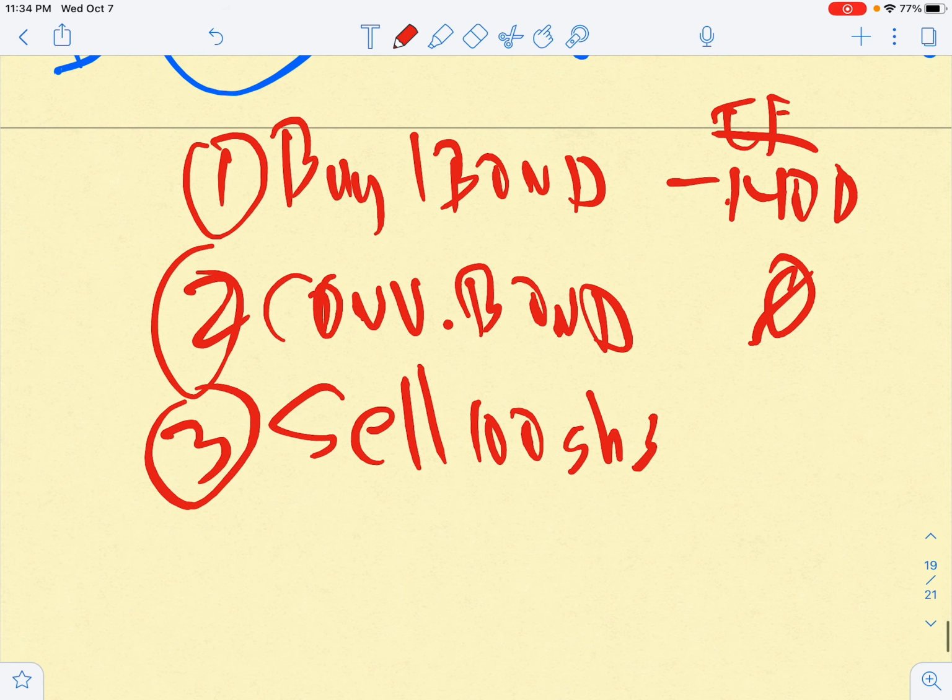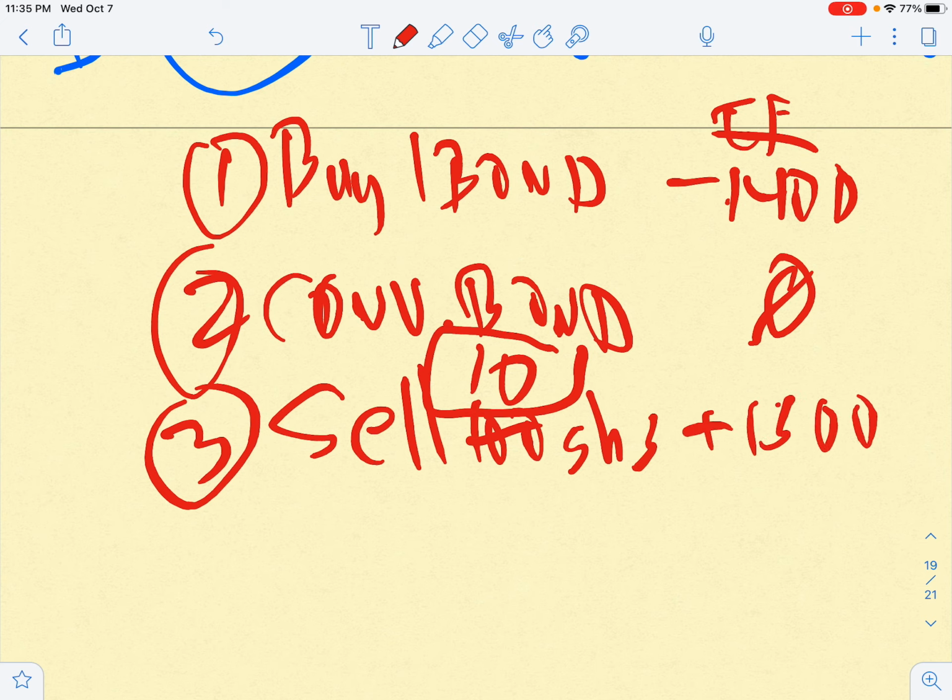I'm sorry, I wrote 100 shares here. It's 10 shares, I'm sorry. Make sure you note that, 10 shares, not 100. So you buy one bond, costs you $1,400. Convert the bond, no cost. Now you've got 10 shares of stock. Sell 10 shares, and then you receive 150 times 10, or 1,500, and look, you've made $100.